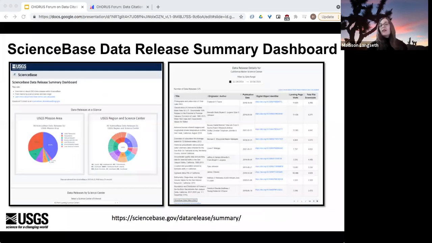So the science-based data release summary dashboard is a tool that we've developed to help USGS center directors and data managers understand how many data releases their center is producing over time and the impact of those data releases through landing page views and file downloads.